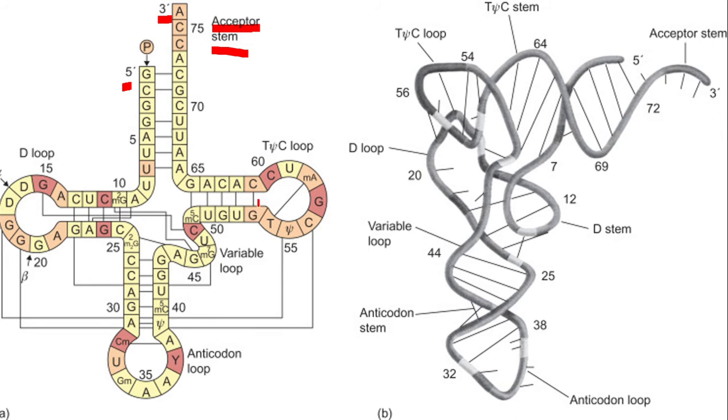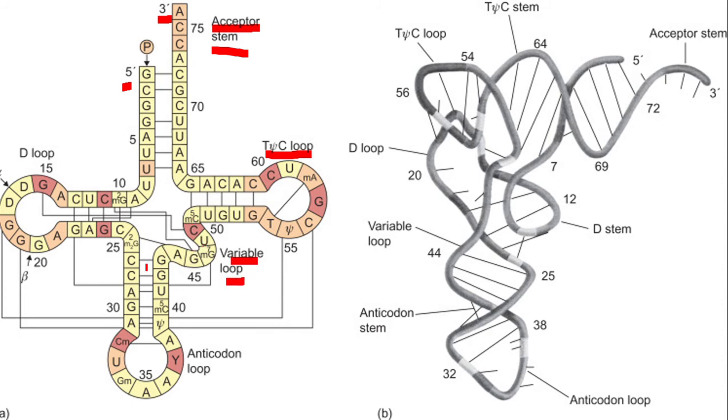But why is there a loop here? That loop is called the T5C loop. Why is there a loop? Because in these regions the bases are not complementary. So there is a loop here. And there is another loop here. We call it the variable loop. This is the variable loop.